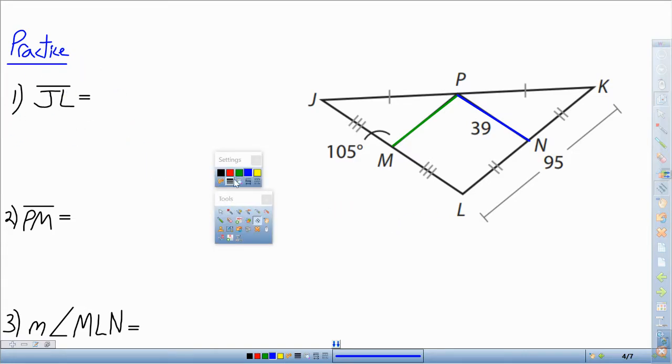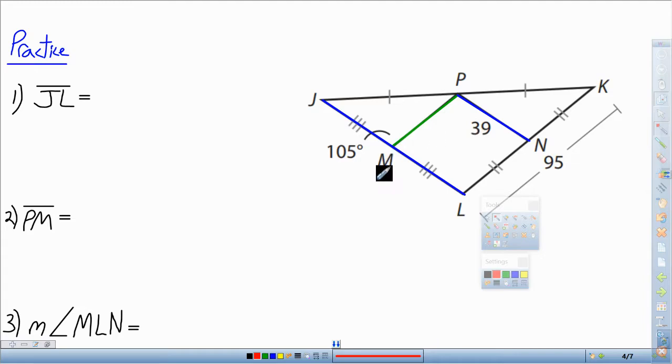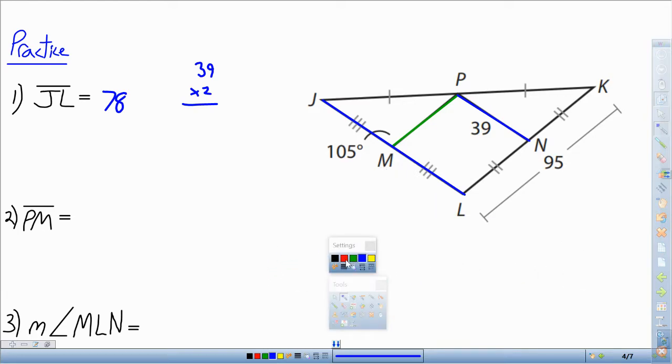Let's take a look. The first one asks us for JL. JL is this side length right here. Here's what I know. This mid segment, which is 39, is half the length of this side length. In other words, if this is 39, this side length is double that. We could write out the equation, but I don't think it's necessary. We can just take 39, double it, and get our answer. It looks like we're going to get 78. Please don't overcomplicate these like I did on the last example. I just wanted you to wrap your brain around what you were learning.